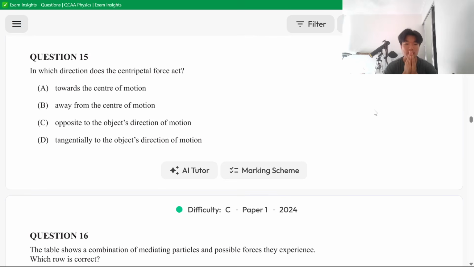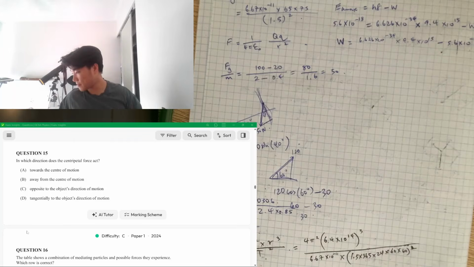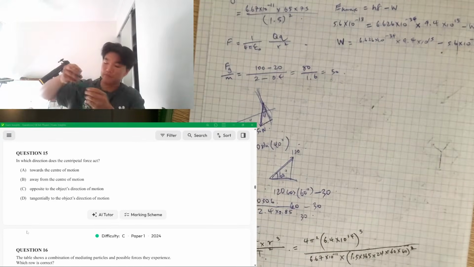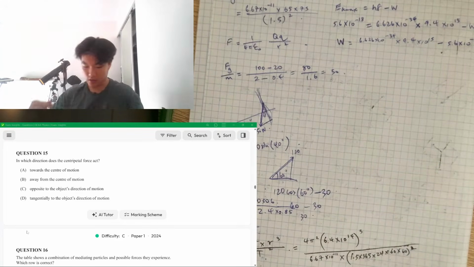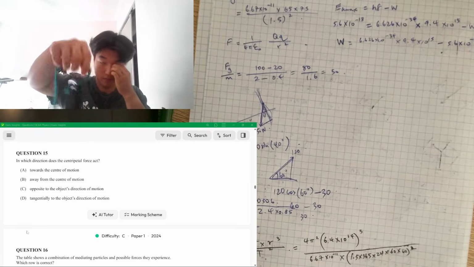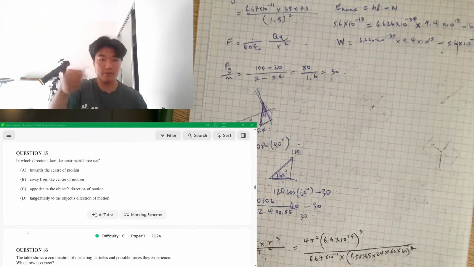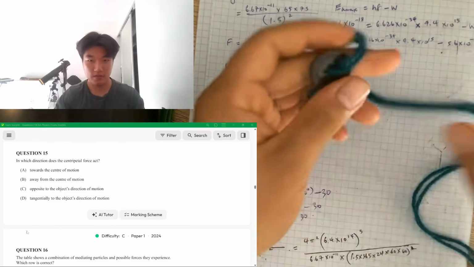Which direction does centripetal force act? Okay. Well, I've got a question for you. Let's do a demo. I just have this, it's like a button tied to a string. If I spin this fast enough, you should be able to hopefully see it.